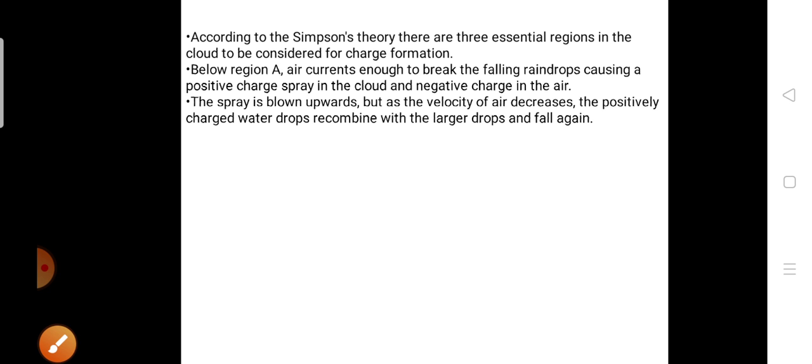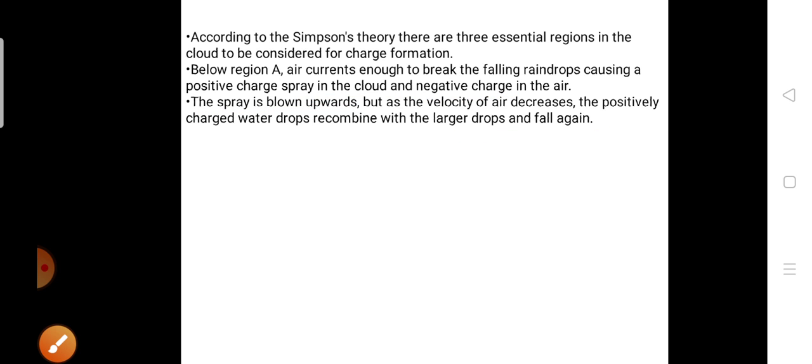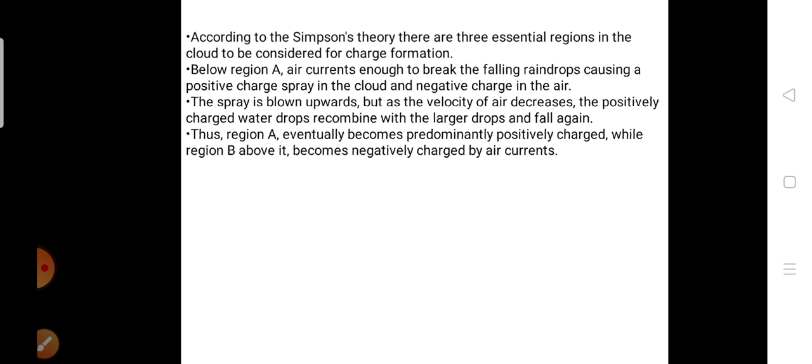Falling raindrops cause positive charge spray in the cloud and negative charge in the air. The spray is blown upwards, but as the velocity of the air reduces, the positively charged water drops recombine with larger drops and fall again. Thus the region A eventually becomes predominantly positively charged, while region B above it becomes negatively charged by the air currents.